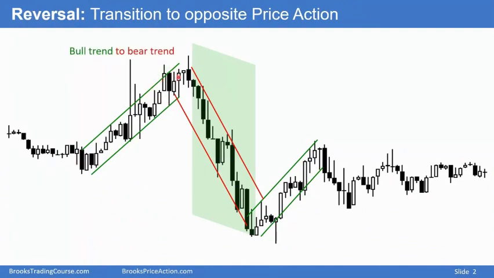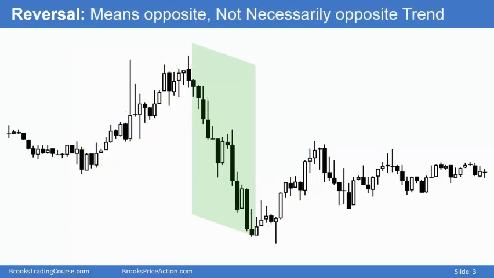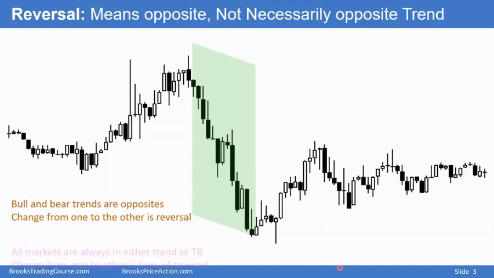We have a bull trend and then a bear trend. The bull trend reversed into a bear trend. And we have a bear trend that reversed into a bull trend. A reversal at the top, a reversal at the bottom. A bull trend and a bear trend are opposites, and when one changes to the other, the trend is reversing from up to down, and then from down to up.